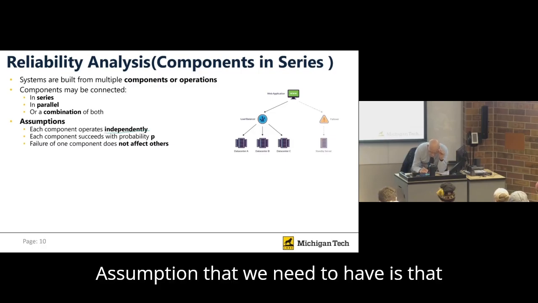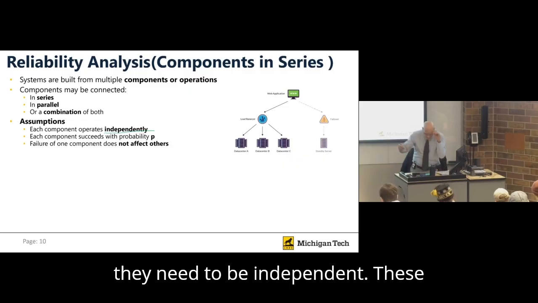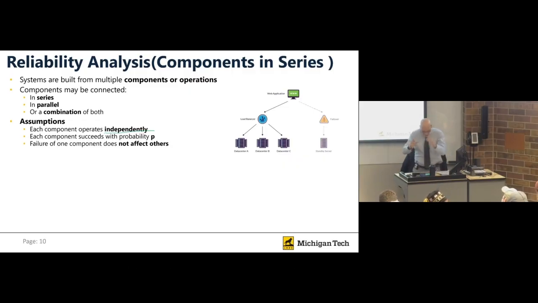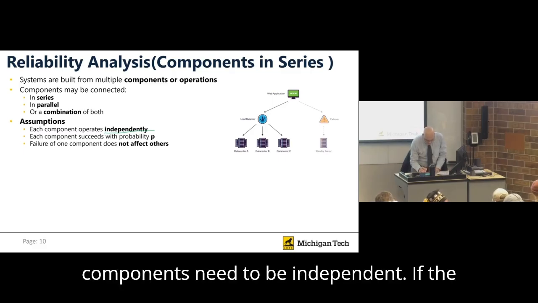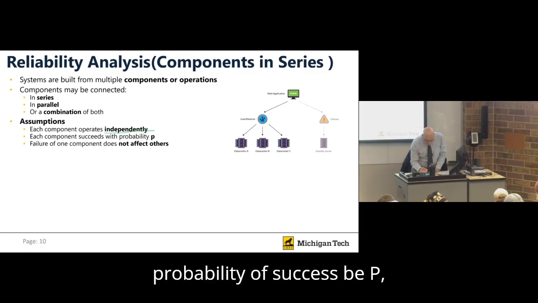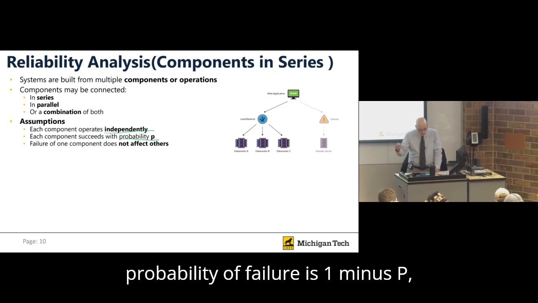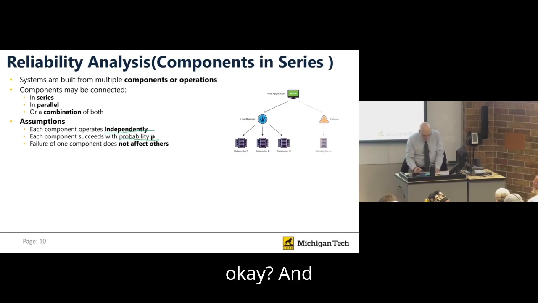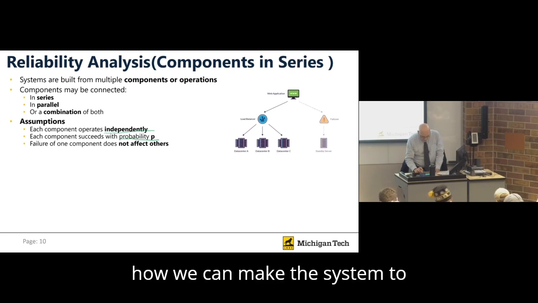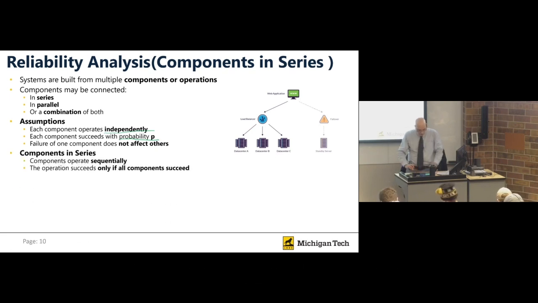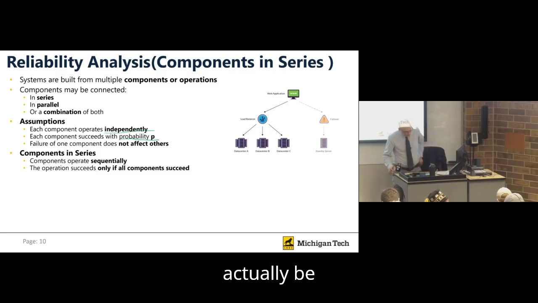The assumption that we need to have is that these modules, these components, need to be independent. If the probability of success is P, the probability of failure is 1 minus P, okay? And how can we make the system tolerate failure?